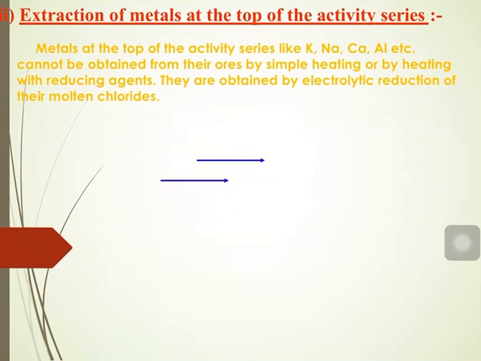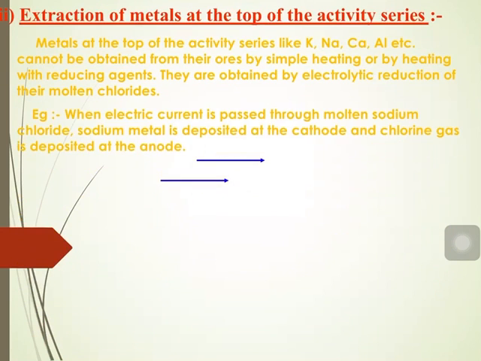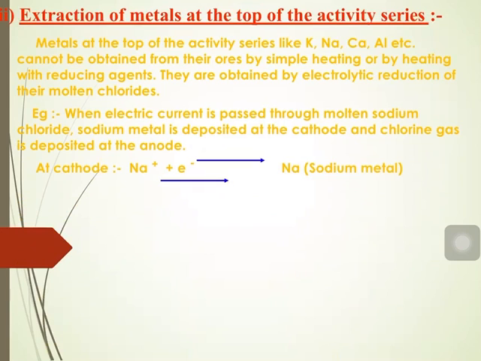That means we are not doing anything else. We just, by heating, convert the particular substance into its molten state, and we pass the current. So when the current is passed through that particular substance, we get different substances at the cathode and anode. We can take the example of sodium chloride. It is the best example.